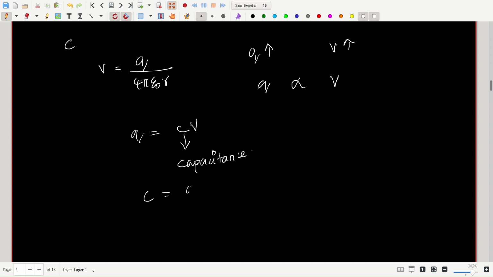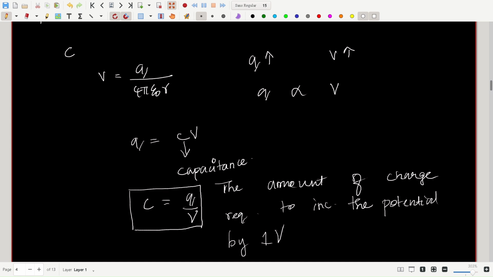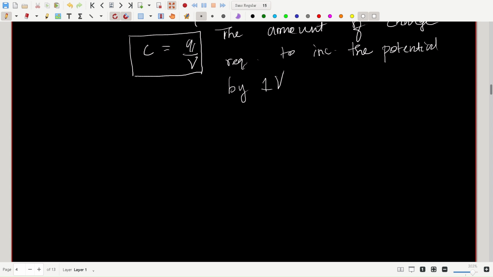Rearranging this equation, you get C is equal to Q by V. From this equation, you get an alternative definition for capacitance. We can define capacitance as the amount of charge required to increase the potential of a substance by unity. Unity means 1 volt. So that is the definition that you get from this equation.